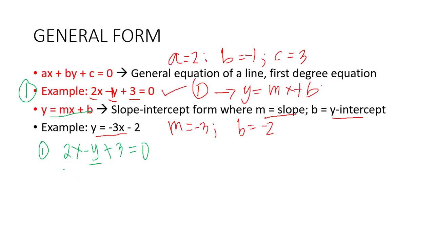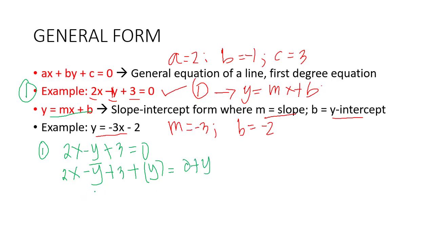This is how you're going to do that. 2x minus y plus 3, plus you're going to add positive y. What's the purpose of adding positive y? So that we can cancel negative y, because negative y plus positive y is equal to 0. But of course, if you have added y on the left side, you also have to add y on the right side. Therefore, that becomes 0 plus y.